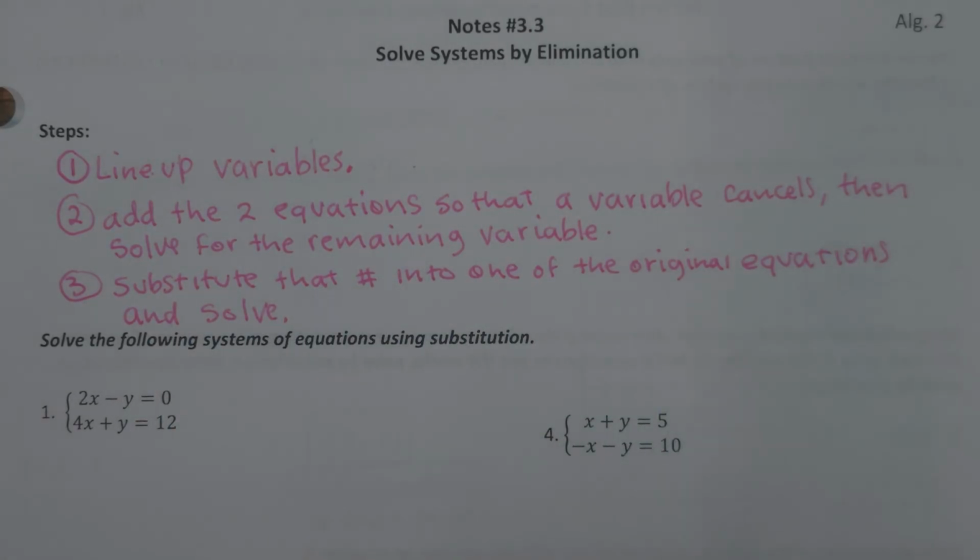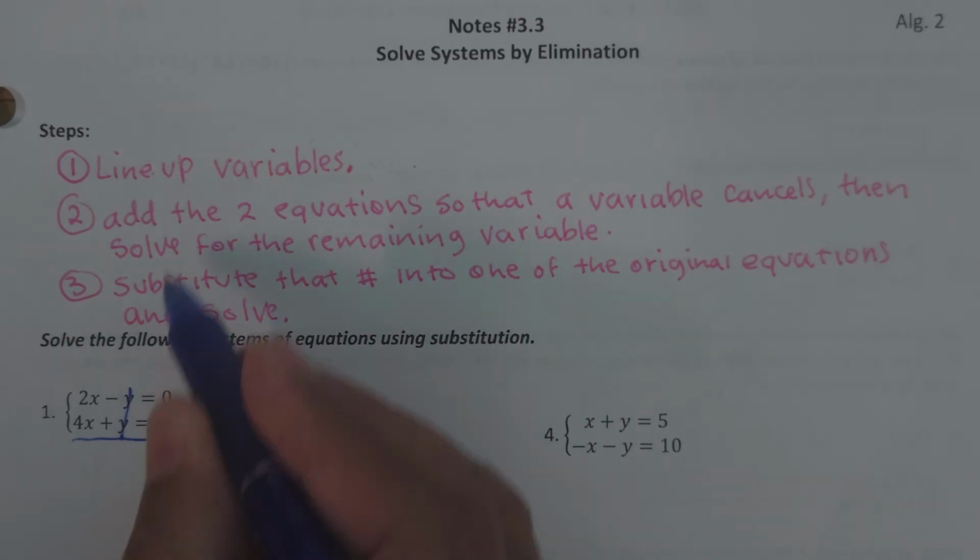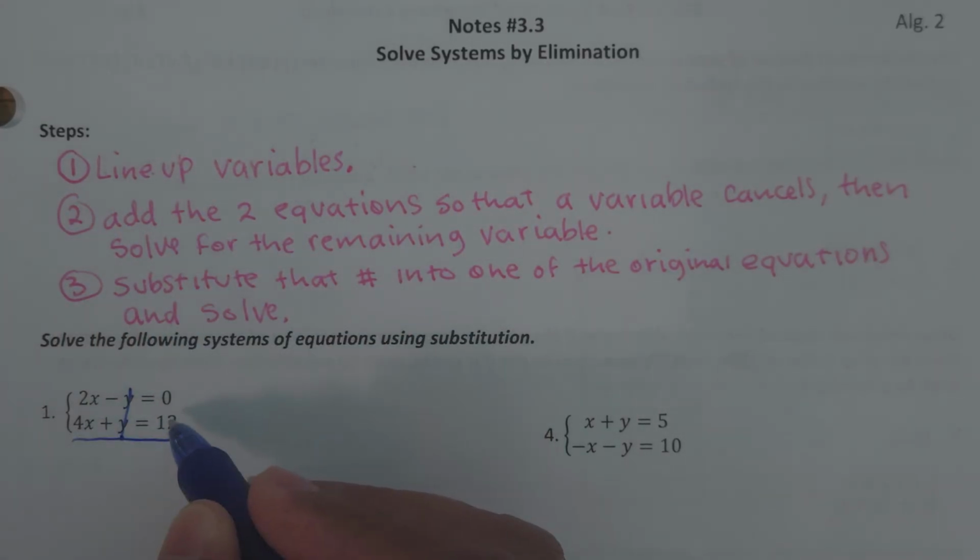Okay, so for example, I don't need to do anything here. So notice that I have the x on top of the x here. So 2x over 4x and negative y over y. So when I combine these two equations, the y's cancel. Okay, so then this was step 1. They're already lined up for me.